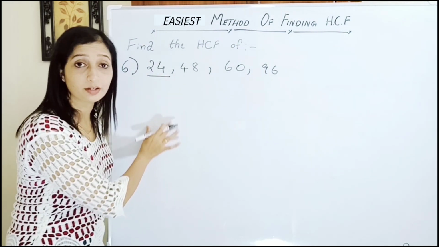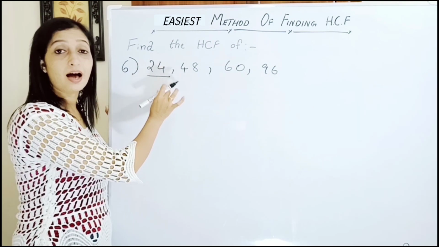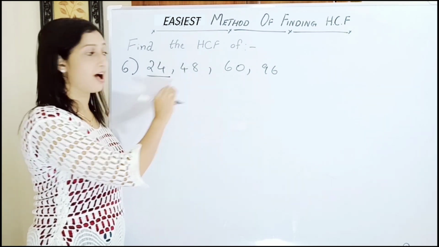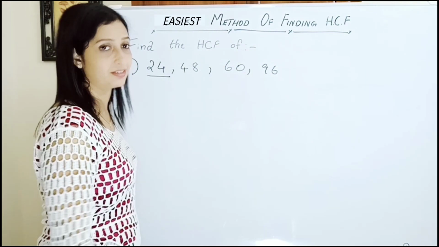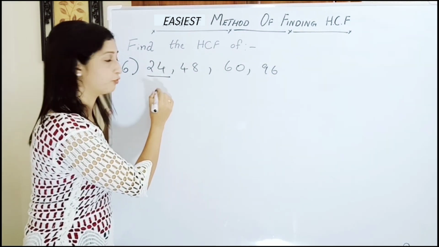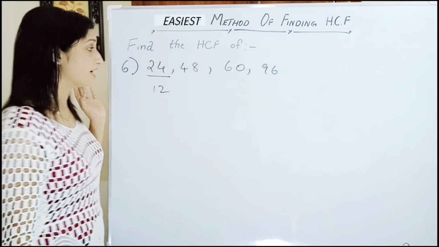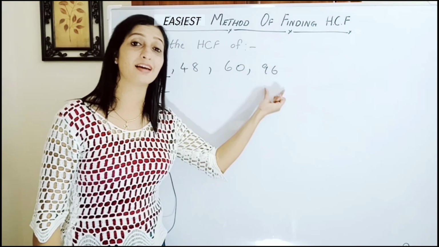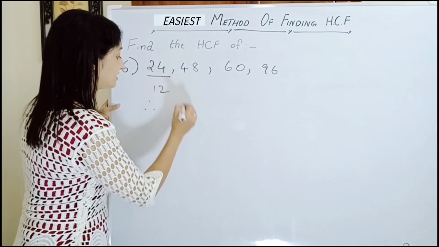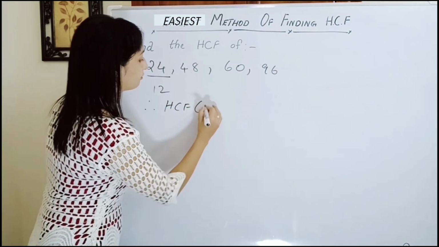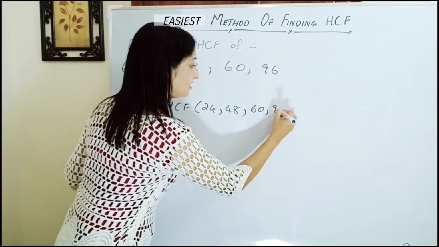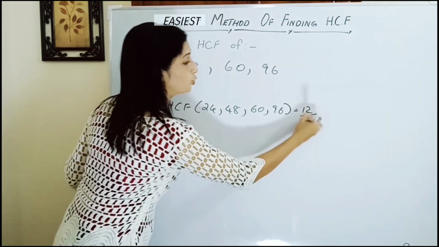Now I'm not going to write the whole of the factors, but I'm going to start from the greatest factor, and each time I write a factor, I check whether that is a common factor, so that you can save time. So what is the biggest factor of 24? Which is 12. Now I check whether 48, 60 and 96 can be divided by 12. Yes, it can be divided by 12 exactly. Therefore, HCF of 24, 48, 60 and 96 is 12.